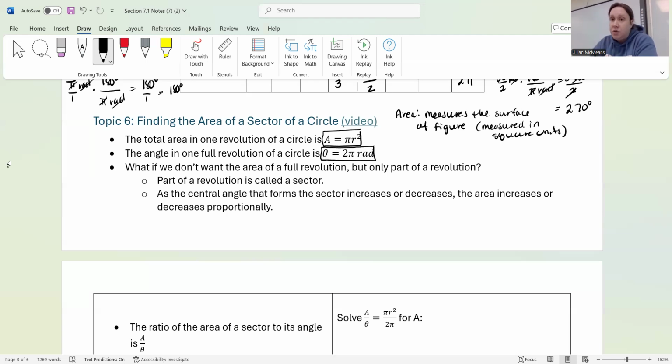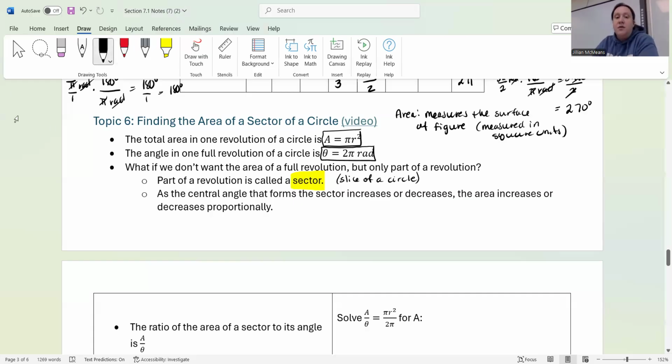Well, part of a revolution is called a sector. So we're going to be looking at a sector of a circle. Think of a sector as a slice of a circle, like a pie piece. What you need to know is that as the central angle that forms the sector increases and decreases, the area increases and decreases proportionally. That should make sense: a larger angle gives a larger area, and a smaller angle gives a smaller area. So there's a proportional relationship.